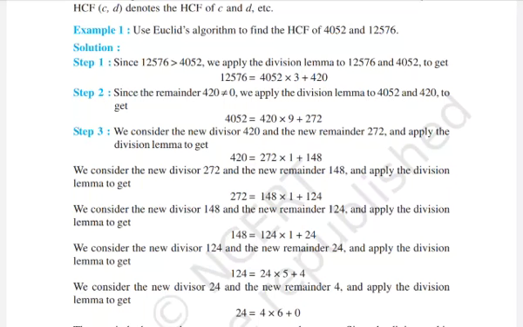Hi friends, today we will see example sums from chapter 1. சரிங்களா example sums எல்லாத்தையும் பார்க்கலாம். So use Euclid's algorithm to find HCF of 4052 and 12576. So இந்த sums வந்து நான் உங்களுக்கு work out பண்ணி காட்டுறேன்.